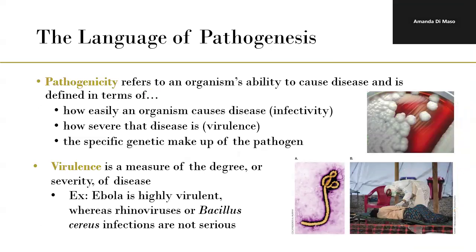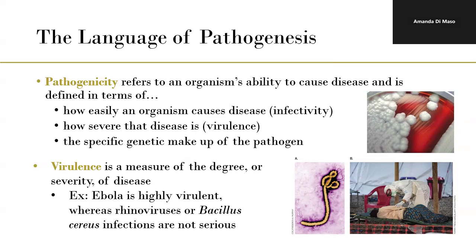So pathogenicity is an organism's ability to cause disease. How likely is it to cause disease? So this is really broken down into three things. How easily can it cause disease? How easily can it infect you? How severe is the disease that it can cause? That's virulence. And then we also look at the specific genetic makeup of the pathogen to determine how pathogenic it can be, what possibilities it has, what tools in its arsenal to attack us.